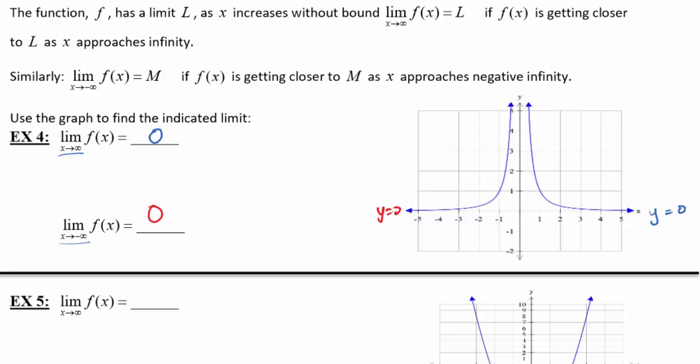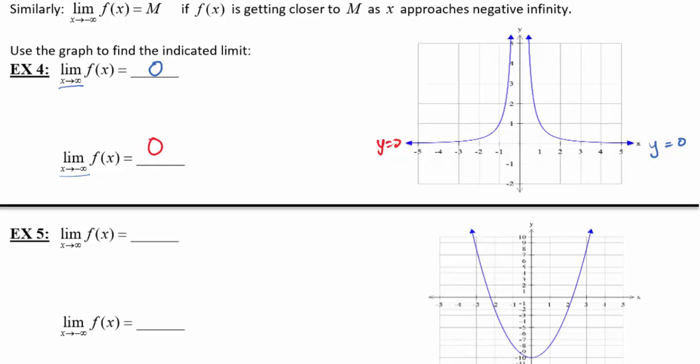Let's look at example number 5. What's the limit as x approaches infinity of this function? So as we're going off towards positive infinity here, where's my graph going? Well, it's going up and up and up, which means that this is going to positive infinity. So the limit as x approaches infinity of f of x, in this case, is positive infinity. Recall, this means our limit doesn't exist. It just describes the behavior of the graph.